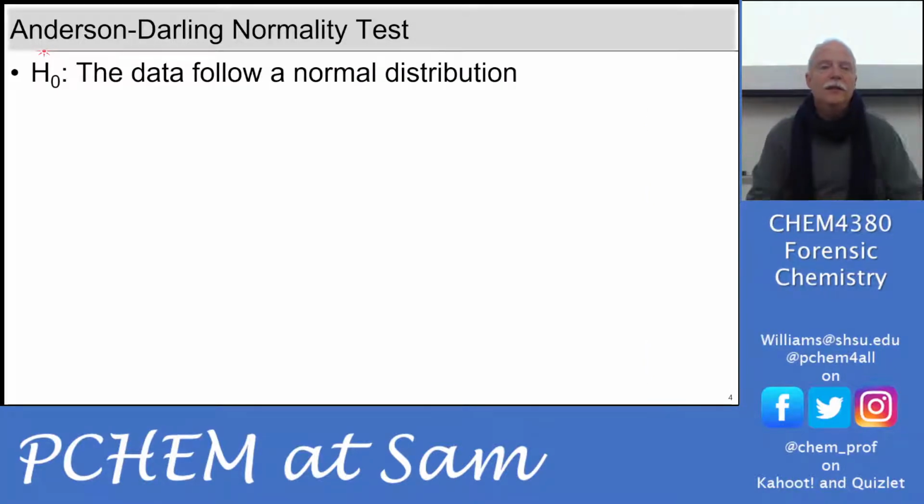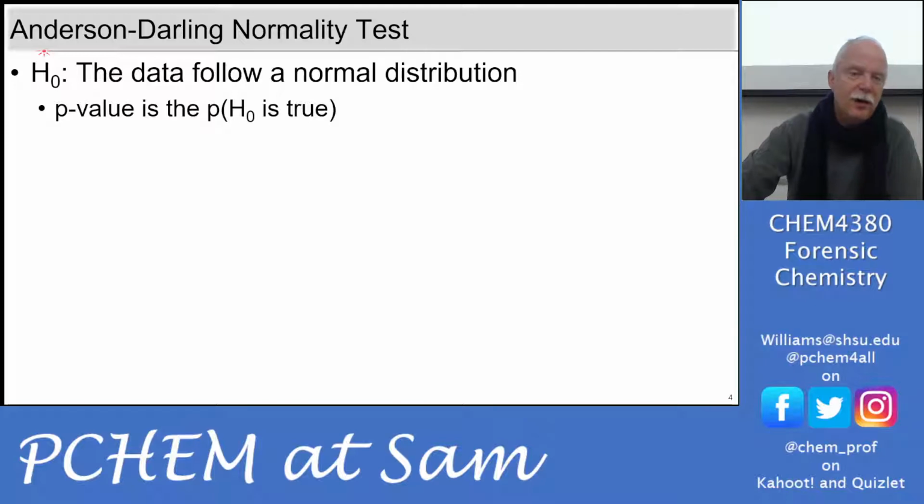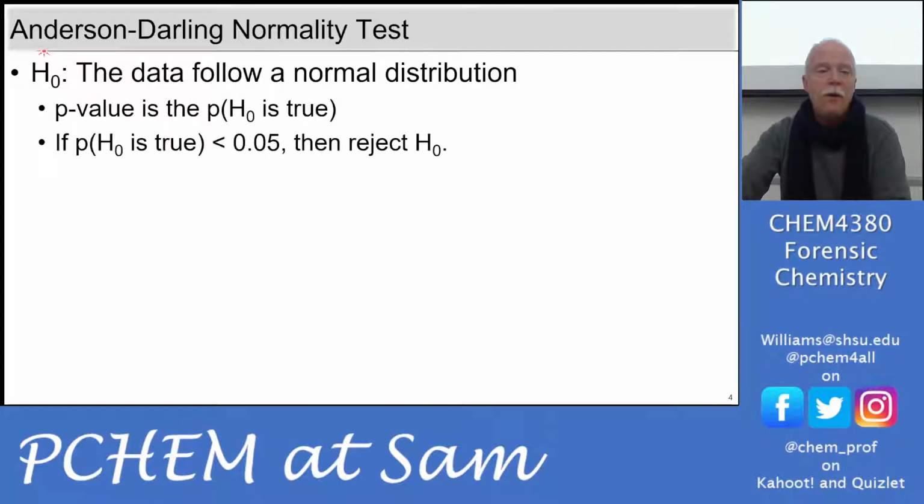So our null hypothesis is that the data follow a normal distribution, which kind of comes from the name, right? Normality test. Just like the T-test for equal means, the null hypothesis is right there, equal means, or equal variances for the F-test. That's the null hypothesis. And then the p-value is, of course, the probability that that's true. And if it's less than 0.05, then you can reject that null hypothesis. So we're going to call the data normally distributed even if there's like a 6% chance that it's normally distributed.